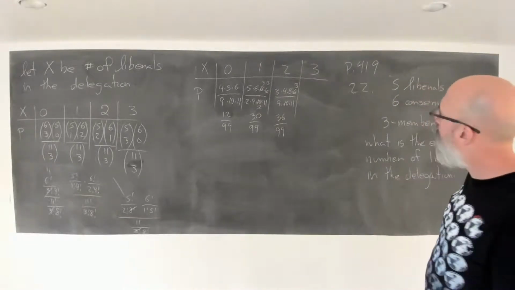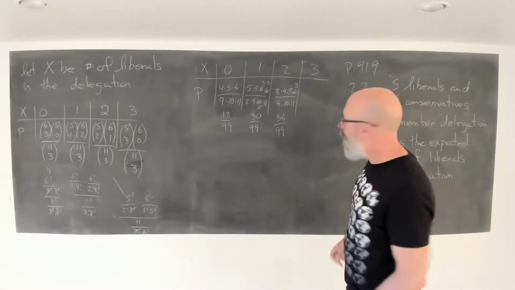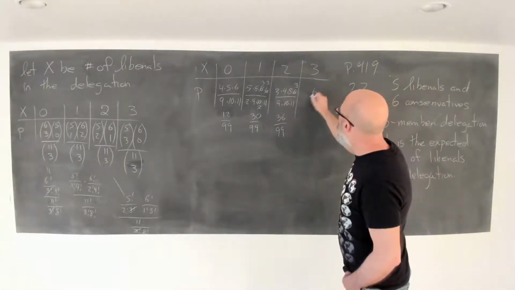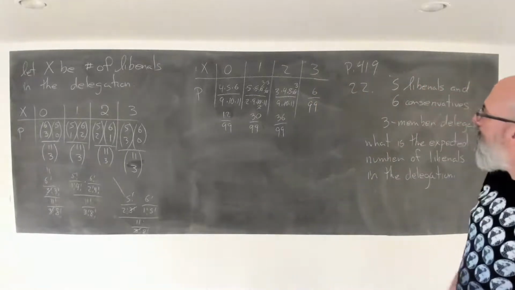And thank you, Anne. Anne has worked out the last one to be 2 over 33, or 6 over 99. Let's make sure.